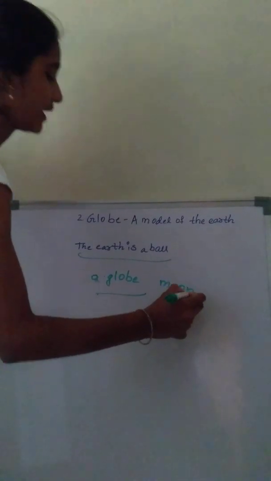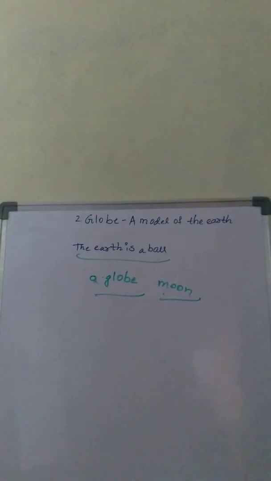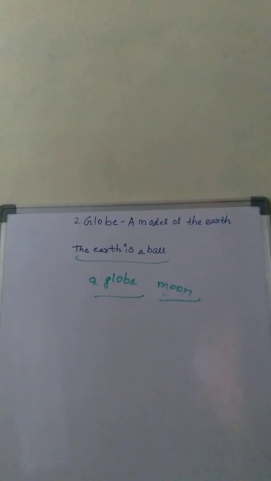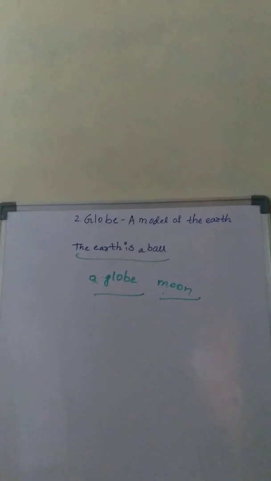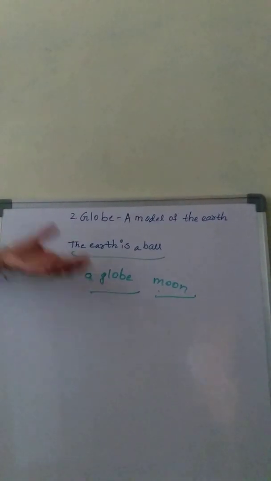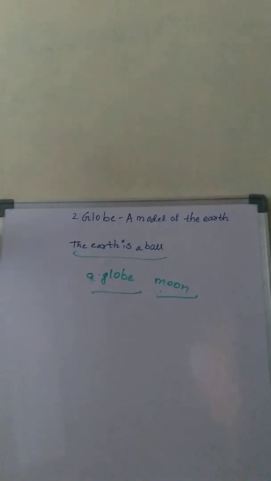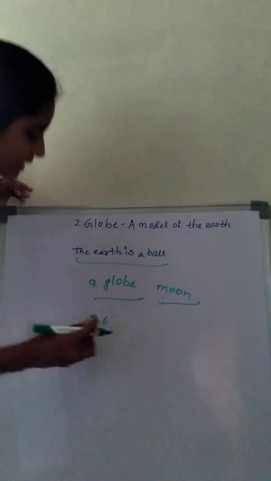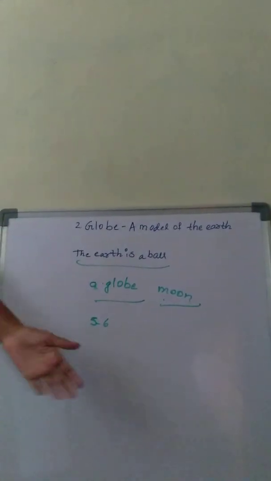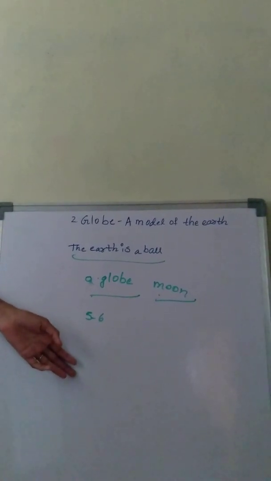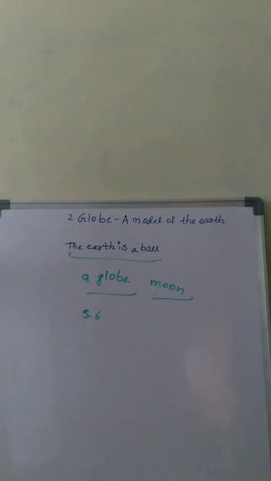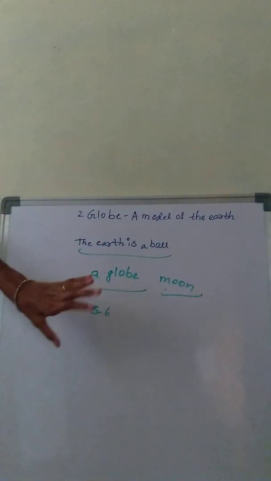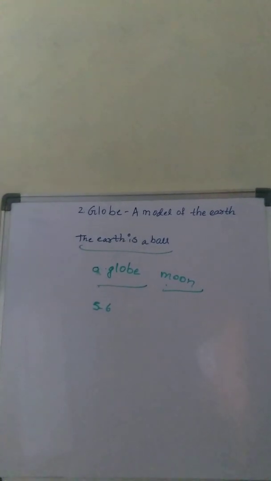The globe is looking like a moon. Bring some globes like this to the classroom, and make 5 to 6 groups. You can make 5 groups or 6 groups, it's your wish. Each group or each student must have a globe.